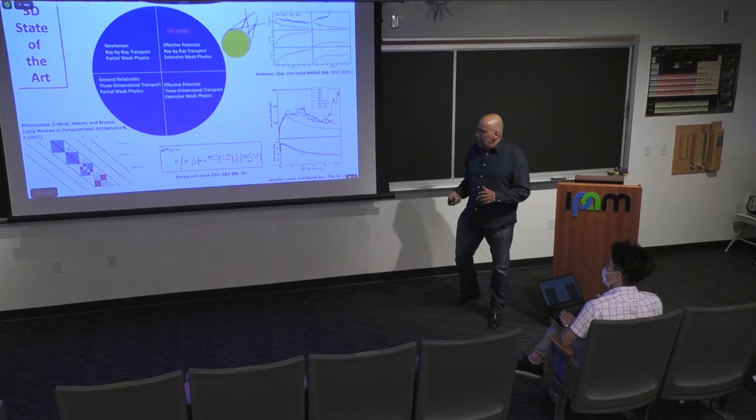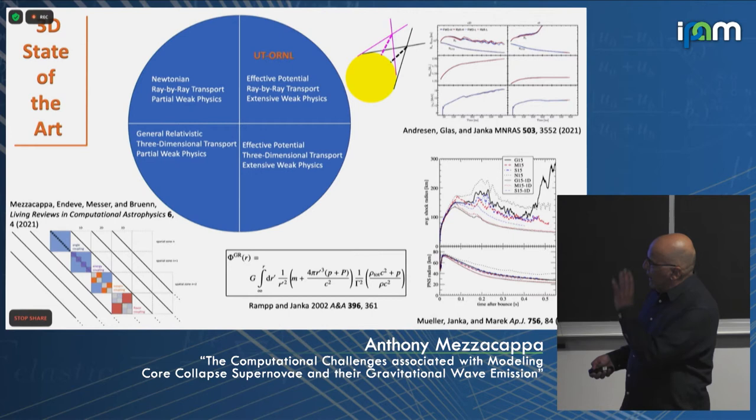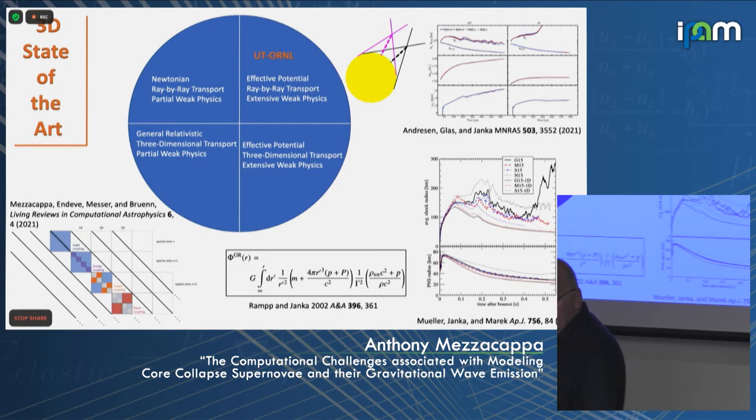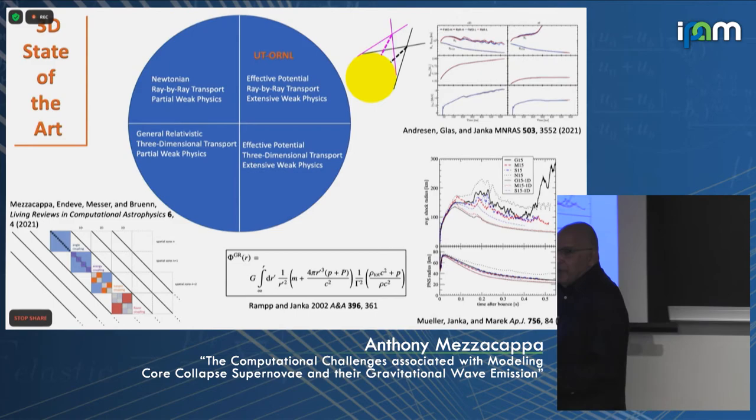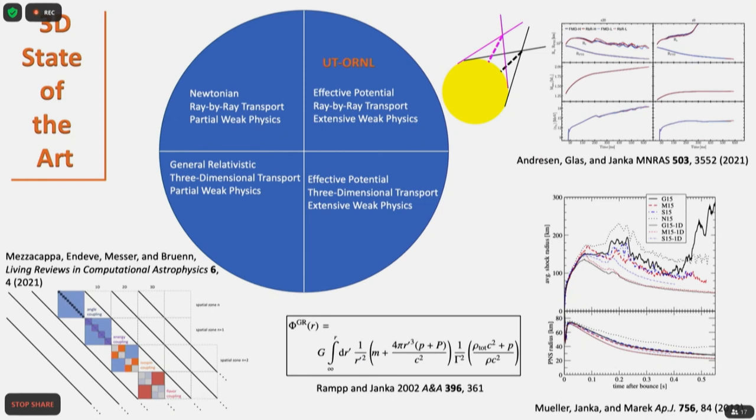With the exception of a couple of heroic Boltzmann efforts, everything here is done in the context of one or two moment kinetics. Things group in basically four categories. Of the three-dimensional models I referred to earlier, some are Newtonian from a gravitational perspective. Some use what's called an effective potential, and we're in that category. That is a totally ad hoc prescription that needs to go.